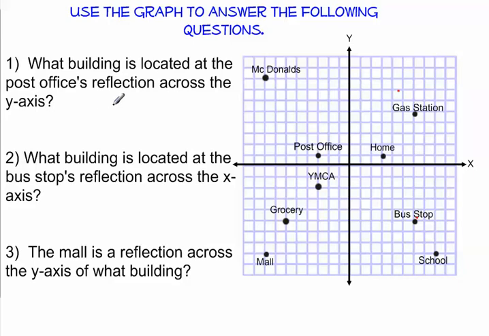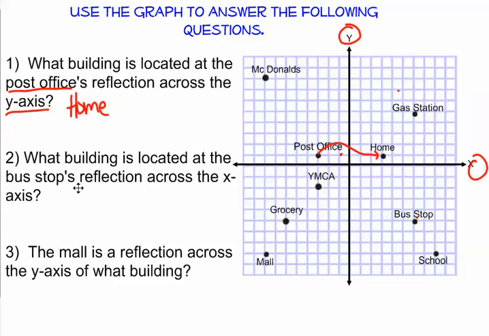I've got a coordinate grid with some locations, and I want you to tell me what building is its reflection. So if you look at this, what building is located at the post office's reflection across the y-axis? So you need to look at 2 critical things. I'm looking at the post office, and it's reflecting over the y-axis. So remember, this is my y, this is my x, okay? So I've got to find the post office. Here's my post office, and it is being reflected over the y-axis, so that must be the home.